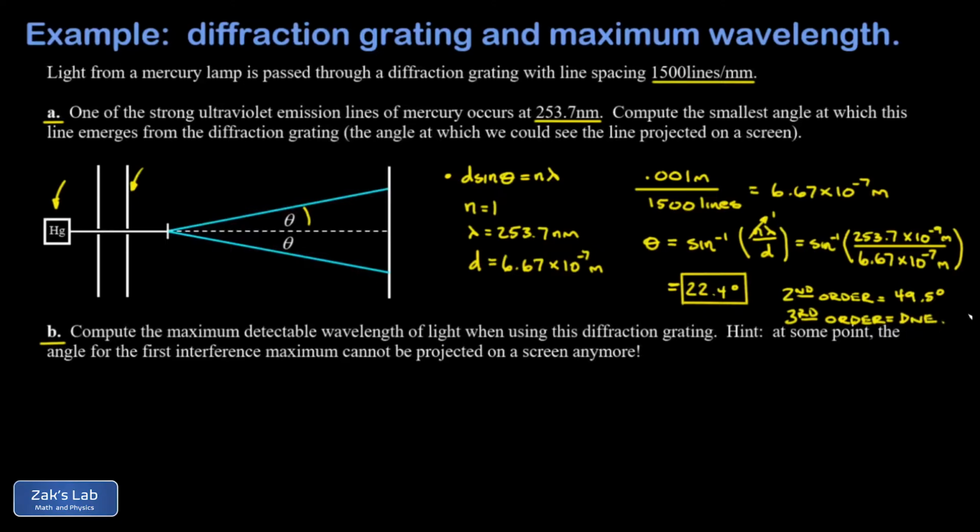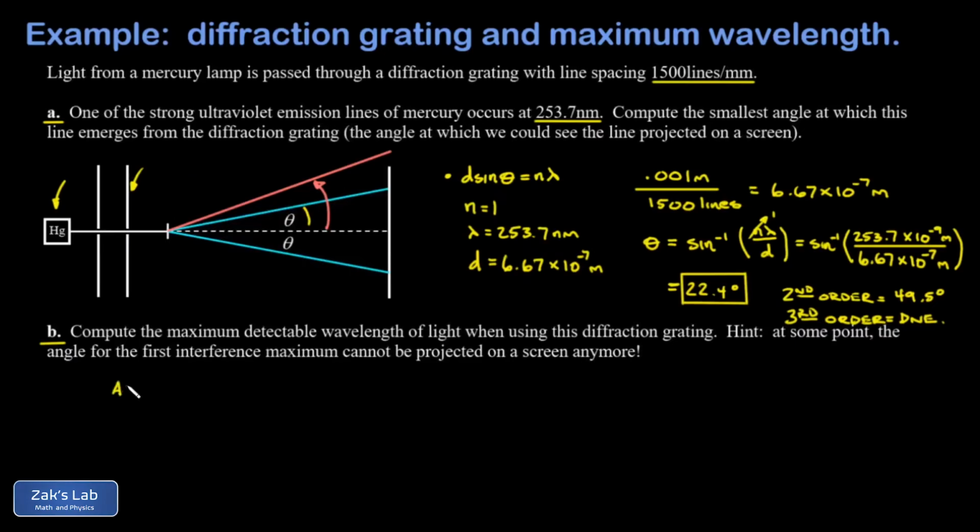In part B, we're asked to find the maximum detectable wavelength of light when using this diffraction grating. And the key point here is that if you're looking at larger and larger wavelengths of light and looking for their constructive interference, those are going to occur at larger and larger angles theta. So a bigger wavelength results in a first order maximum that's farther from the center line. Well, eventually you can imagine plugging in a wavelength so big that the angle for that first order maximum is 90 degrees. It can no longer be projected on the screen, and it's over. You're not going to get any constructive interference for that wavelength or any wavelength bigger than that.